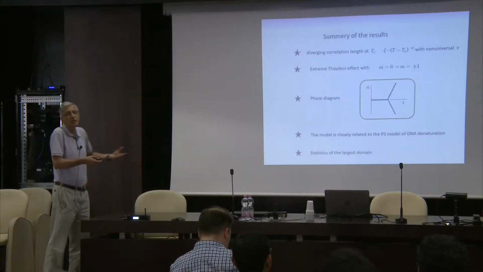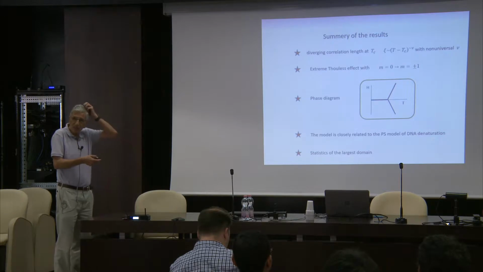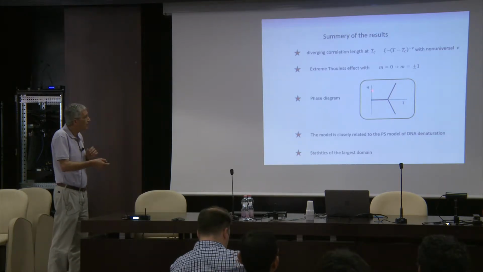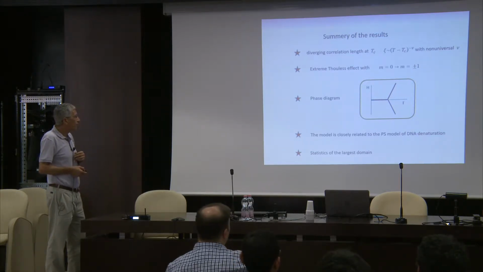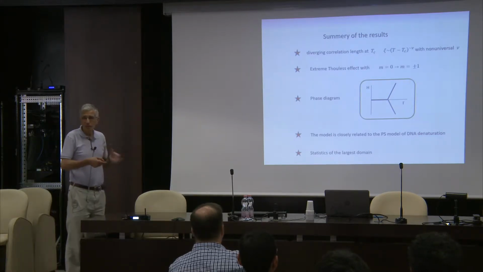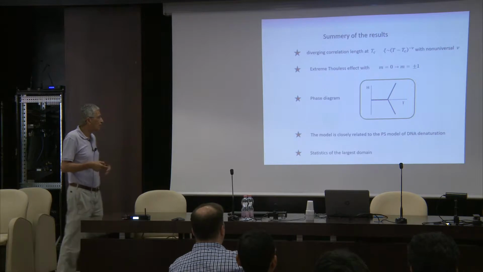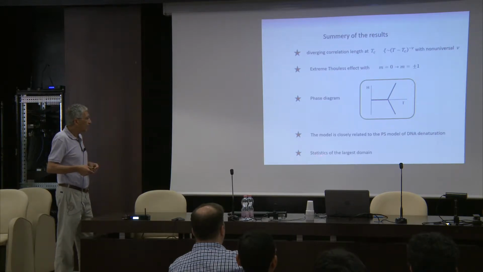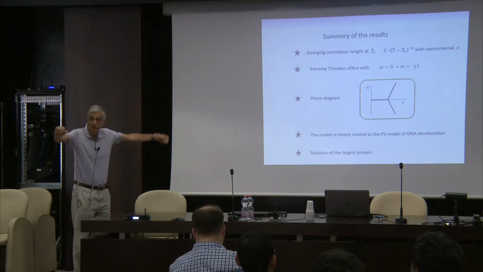Then the phase diagram in a magnetic field looks like that. It's like an ordinary first order phase transition, not like this other one. There are these wings. It's very closely related to the models of DNA transition. I may say a few words about it. And at the end, I want to talk about the statistics of these domains, of the large domains that go there.